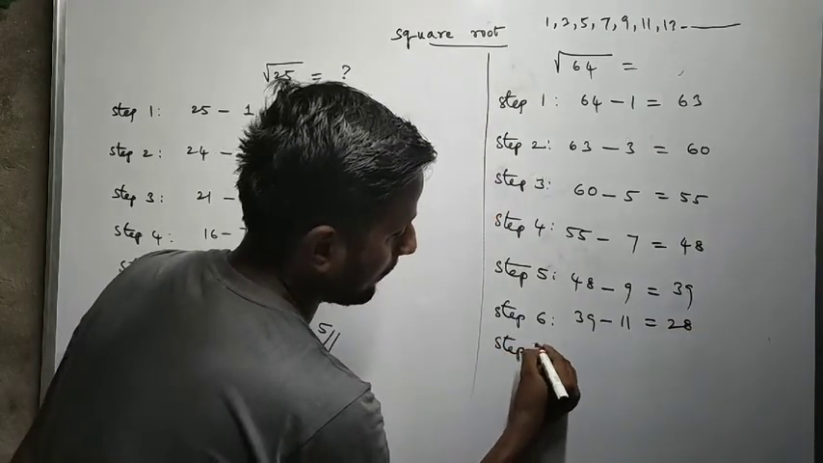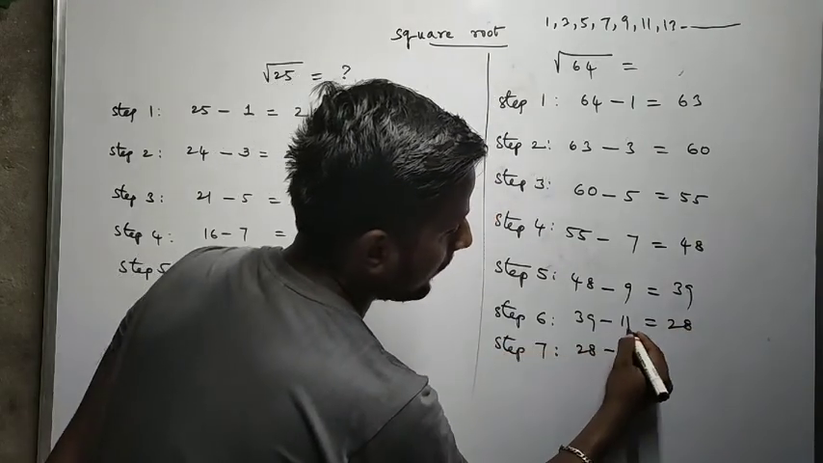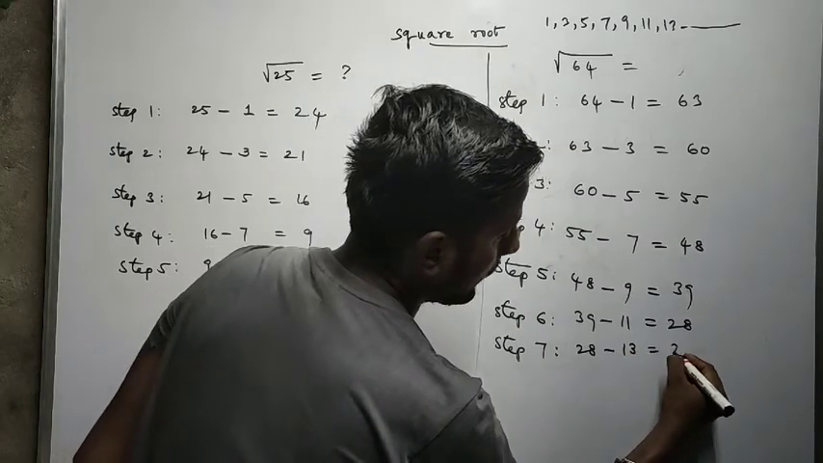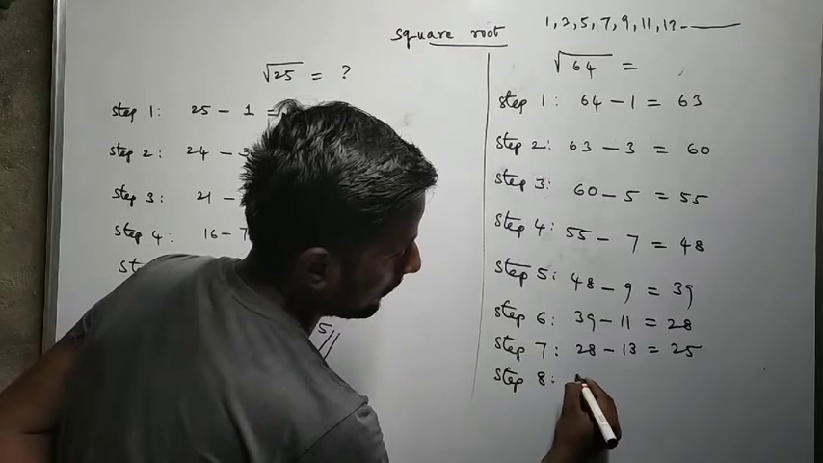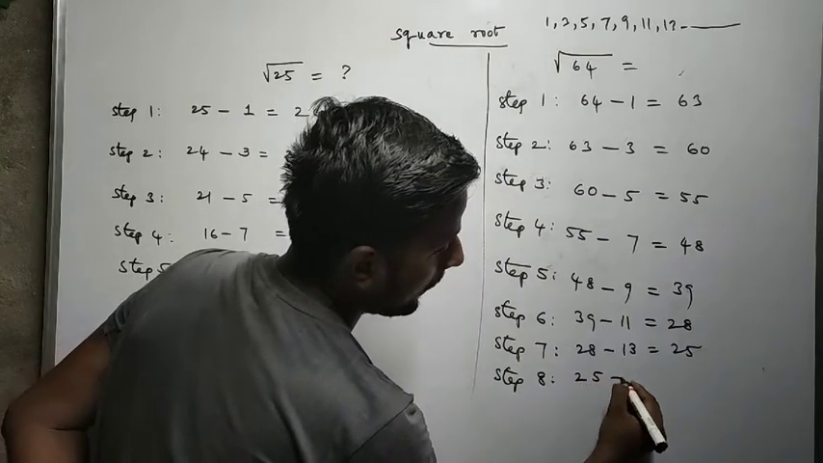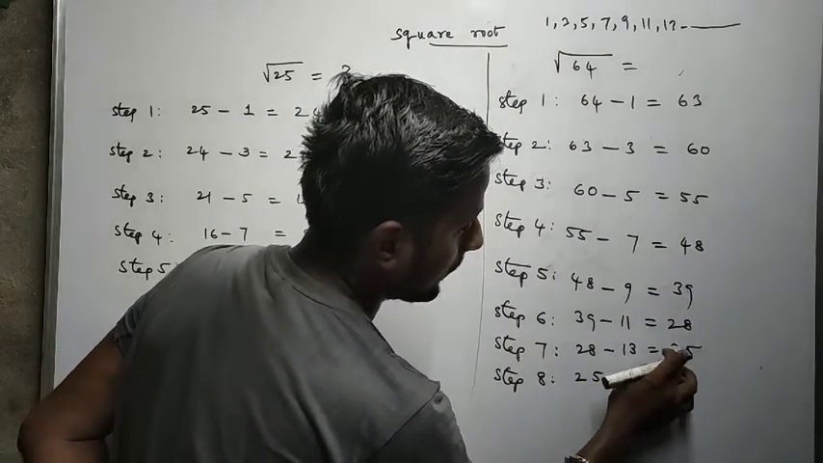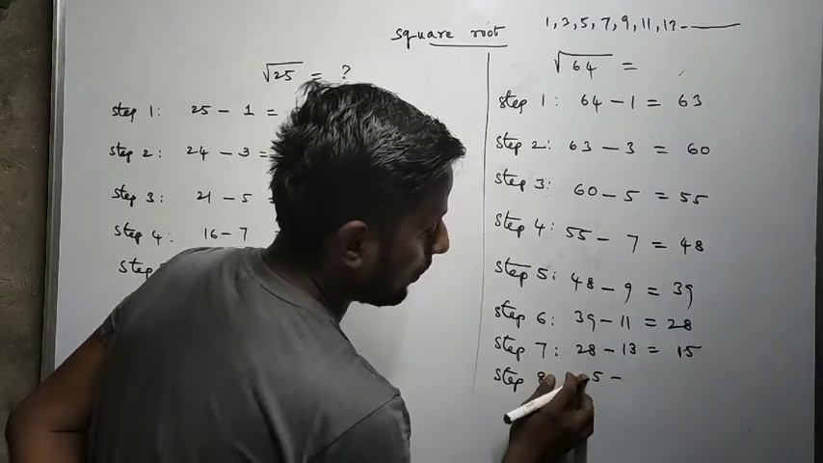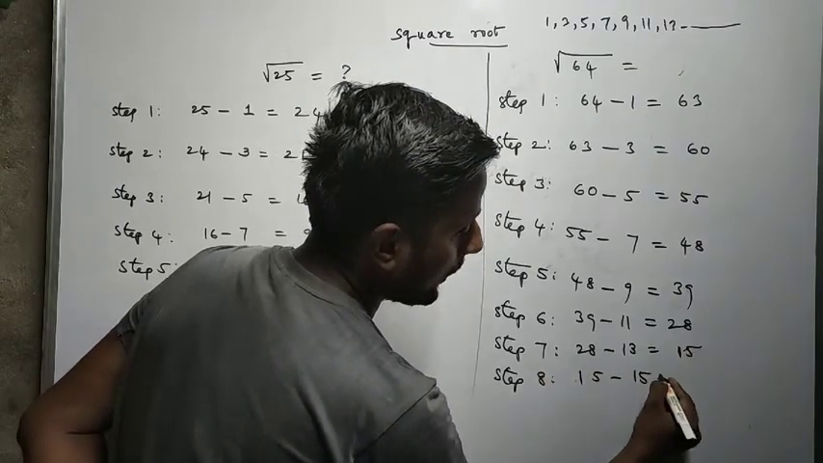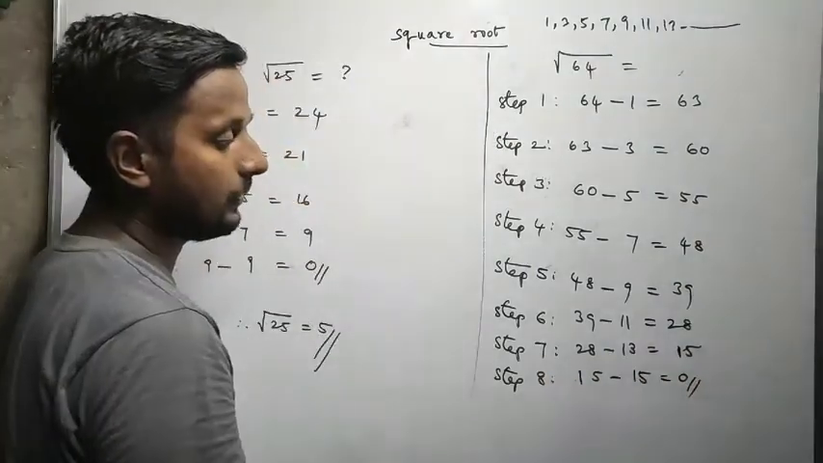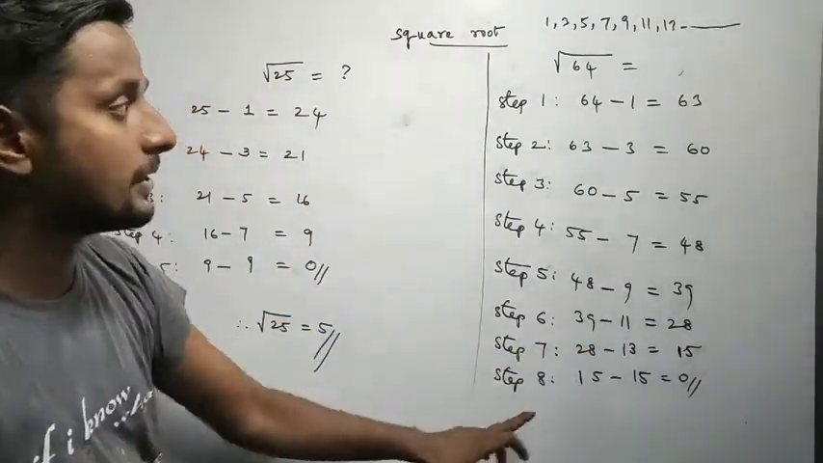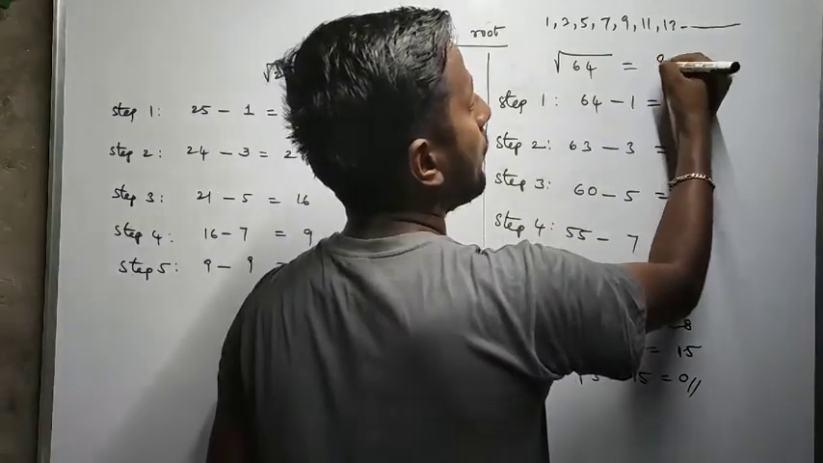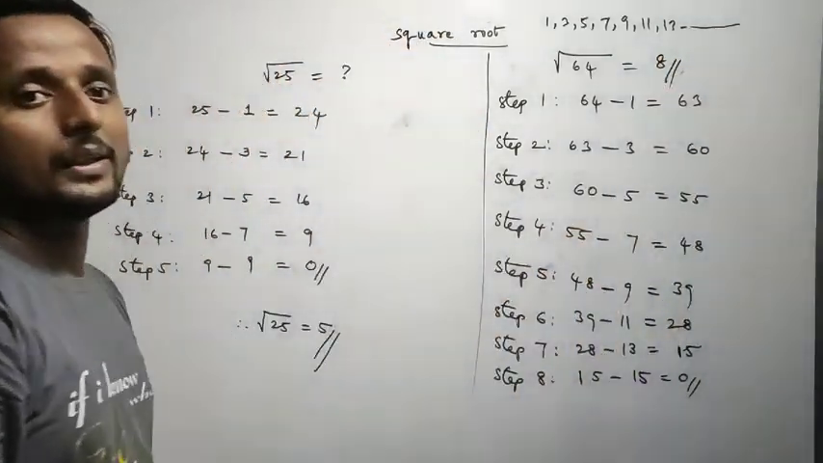Seventh step: 28 minus 13, answer 15. 8th step: 15 minus 15, so we got 0, correct? So we got the remaining number as 0 at the 8th step, am I right? So the square root of 64 we can write as 8.